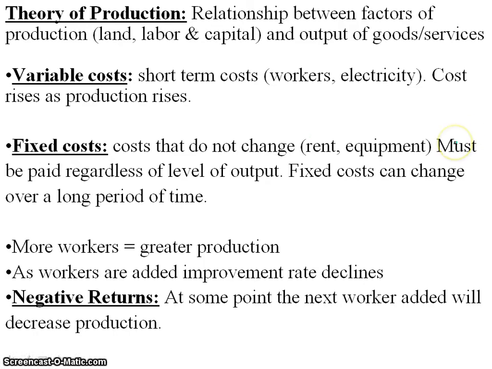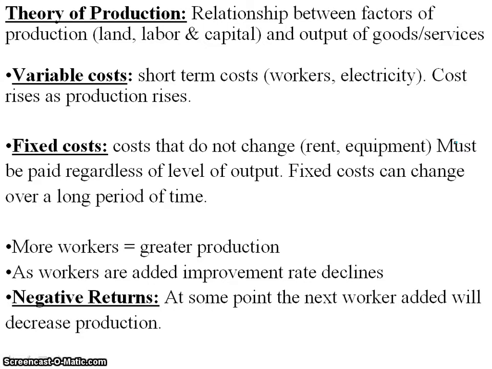Okay, so what we're looking at is the relationship of land, labor, and capital. Those are the three major variables that must be present to produce a product. So land is the actual space where the production is going to happen. Labor is the people involved, and capital is the money and the equipment needed to produce a product. So all that stuff costs money.